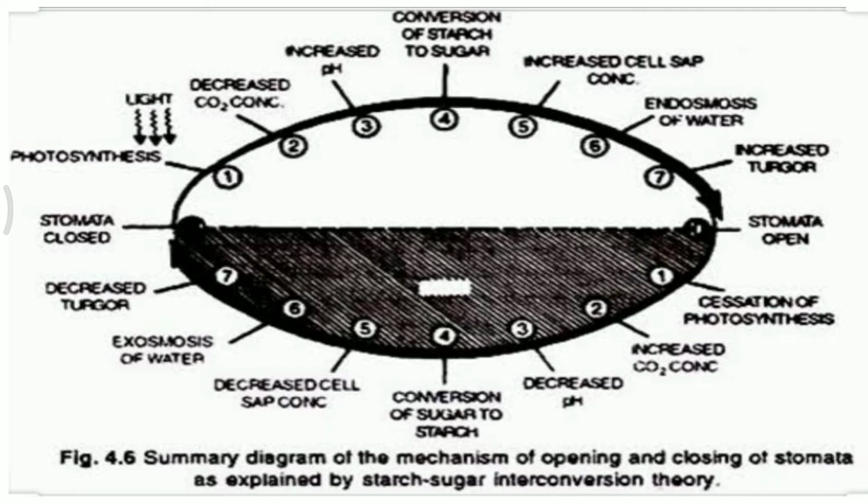And the same theory is explained in the form of a diagram over here. You have to start from 1. During photosynthesis, light falls and the carbon dioxide concentration decreases in the cell because carbon dioxide is getting utilized in the dark reaction for the formation of sugar. Because of the decreased concentration of carbon dioxide, the pH tends to increase. This increased pH helps in the conversion of starch to sugar, and increased cell sap concentration is administered.